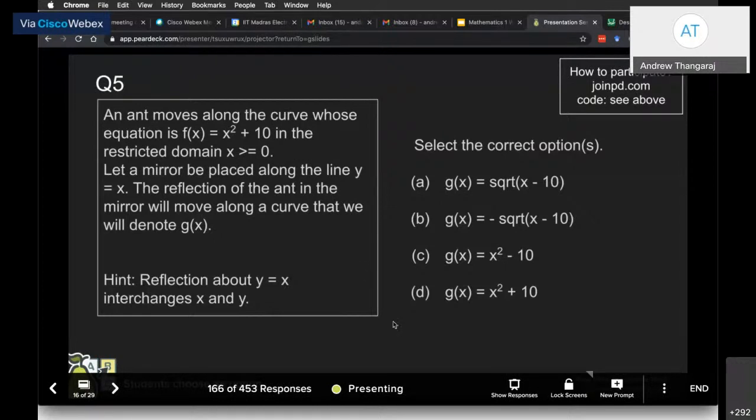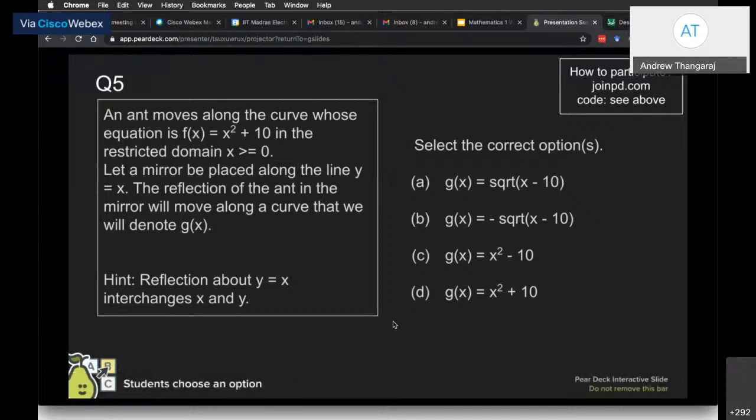Okay, so I can see people are responding. I'll give one more minute and then we'll quickly discuss the solution for this.